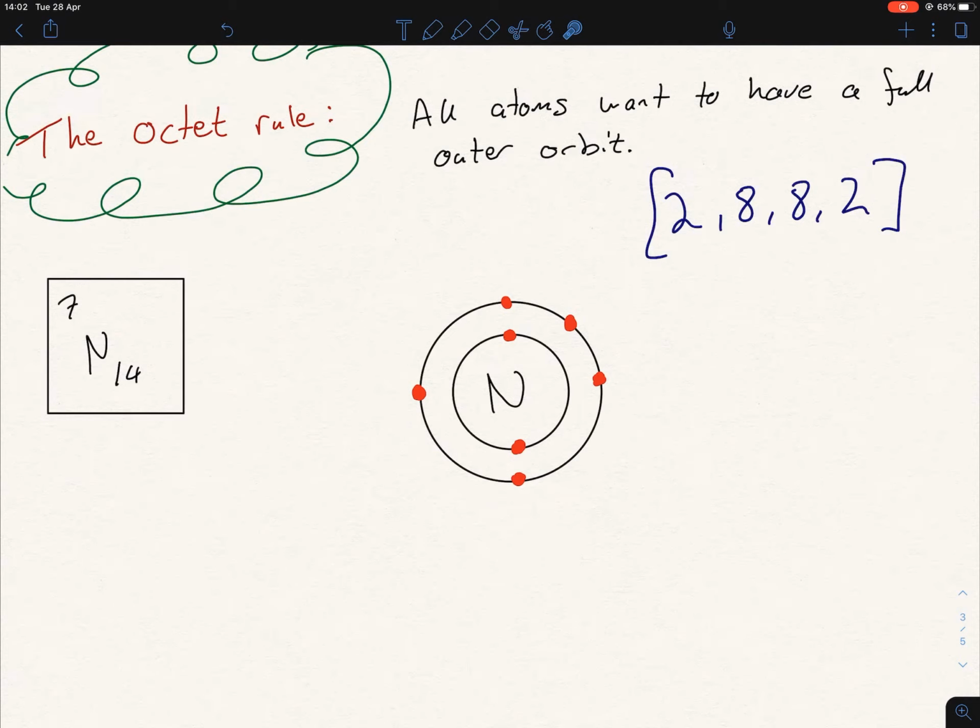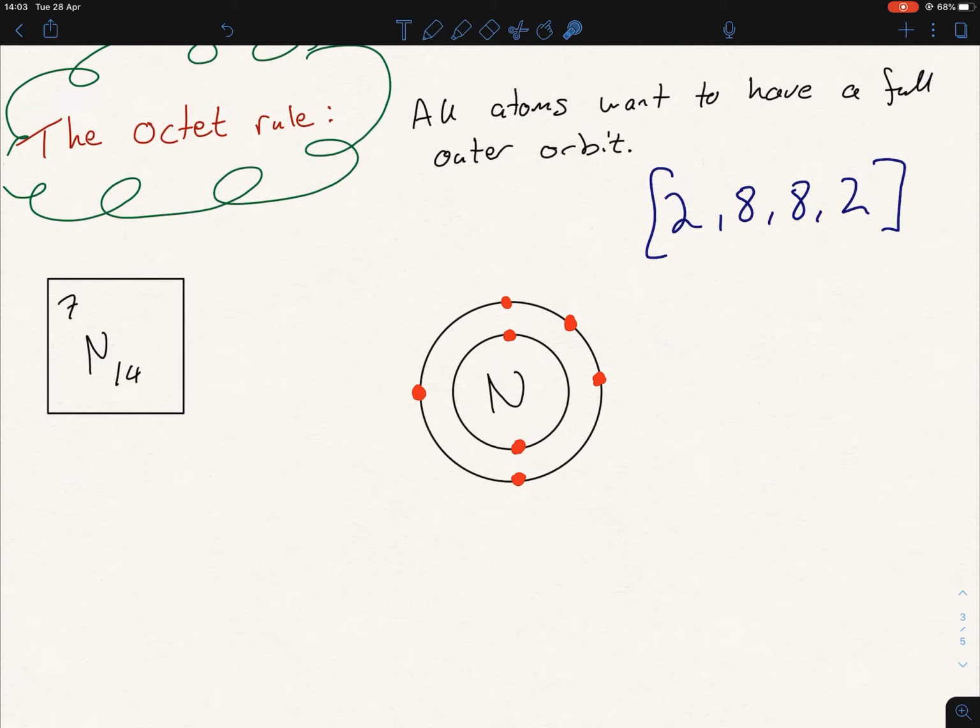And we can see clearly it's not full. If it's full, it has to have how many electrons? 8. Oct, meaning 8. So it's not full yet. It has 5 electrons in its outer orbit. It needs 3 more. So therefore, we can argue that nitrogen on its own, as a single atom, is actually going to be unstable because it does not have a full outer orbit.